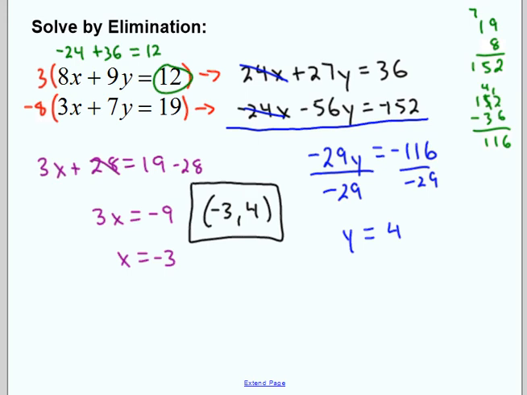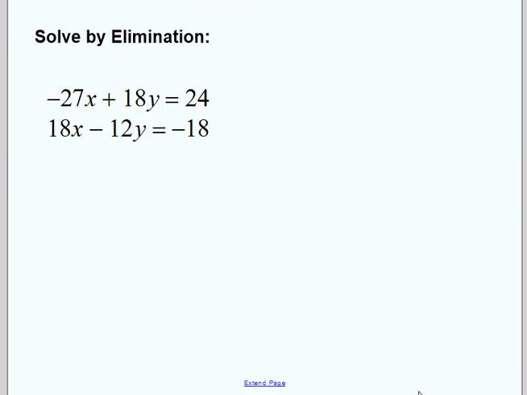I know what you're thinking. It's that easy. All right, let's do another one. Let's try this one right here. Let's solve this by elimination. All right, so you guys, here's another one where we're going to get big numbers. But I'm looking at these two equations, and both of them can be reduced. All right, I'm thinking, is there a number that goes into 27, 18, and 24? You bet there is. 3.